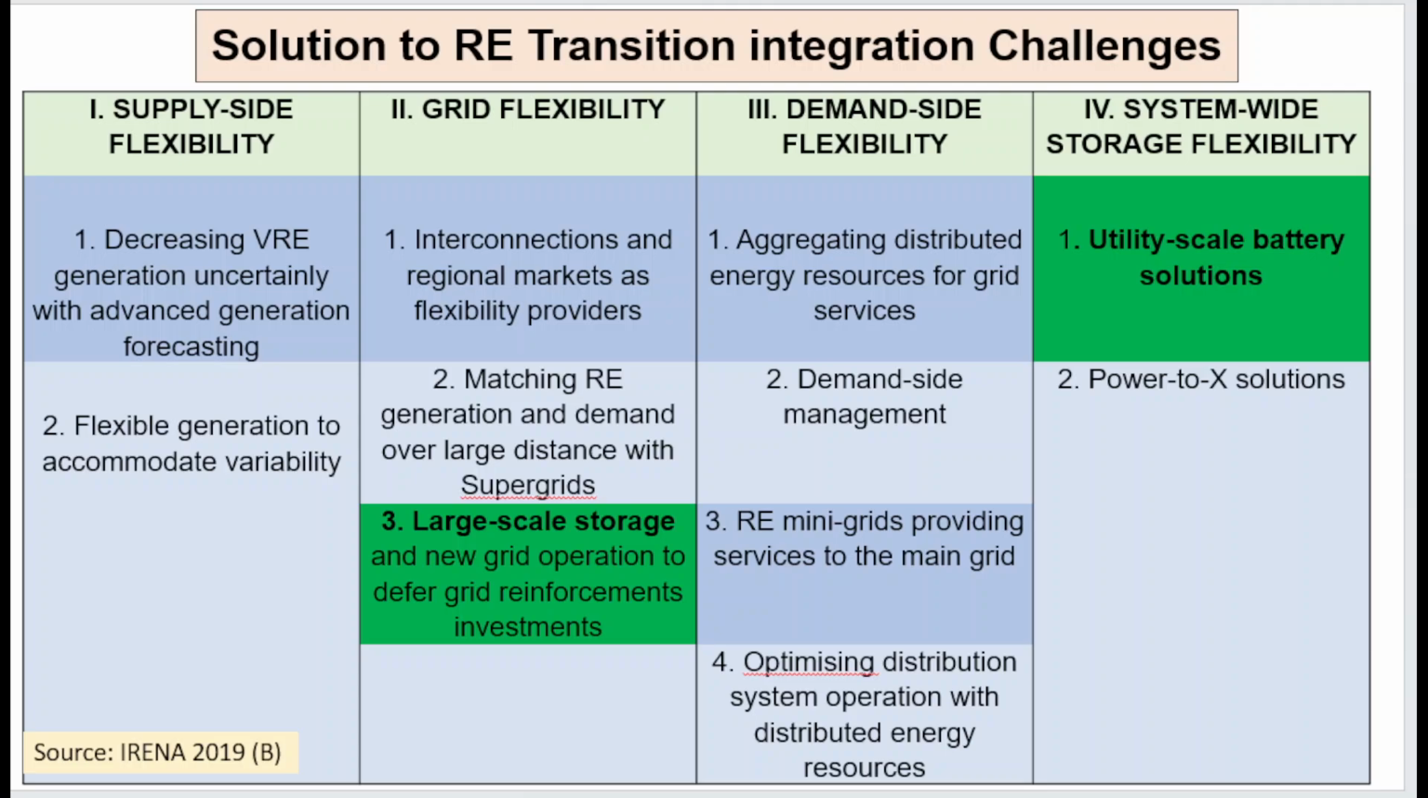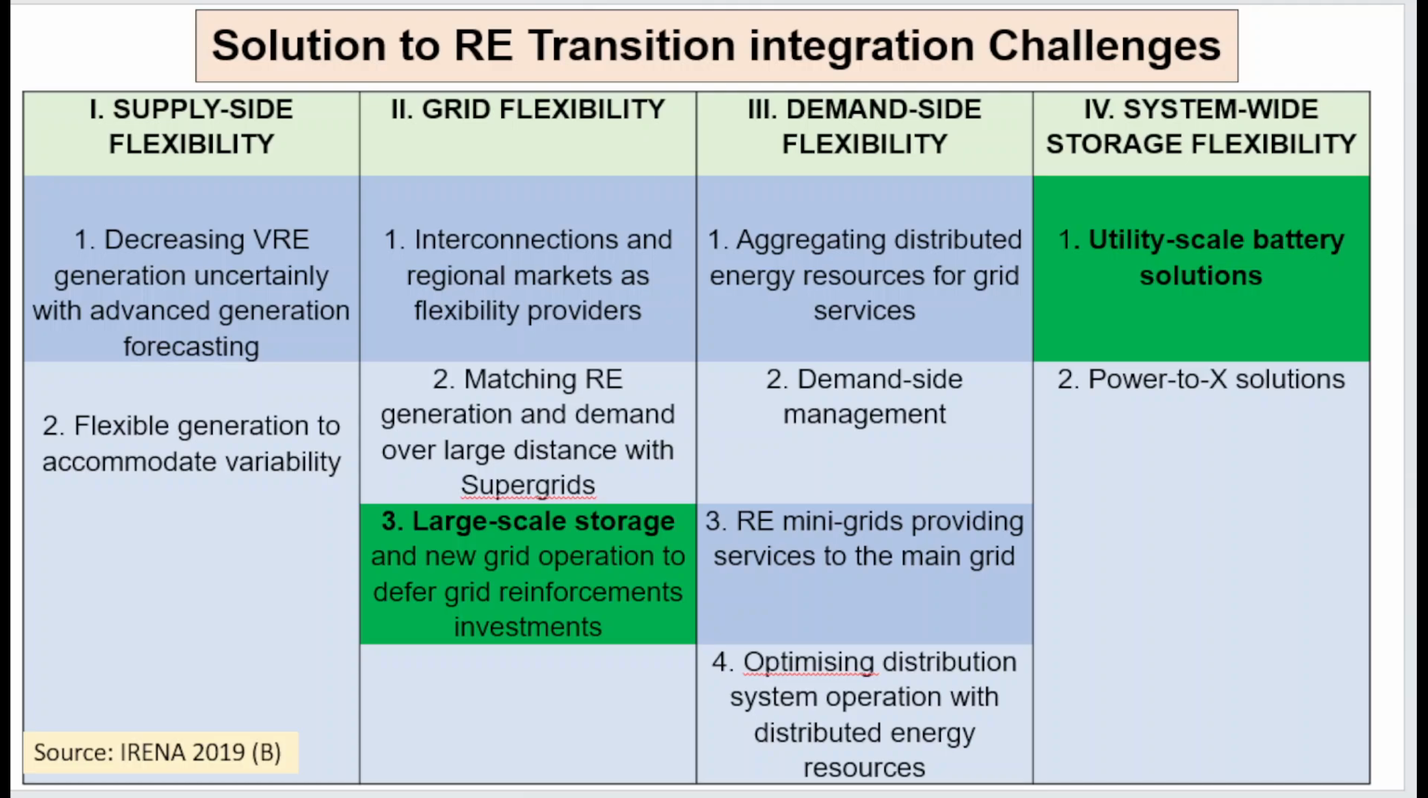Then we can have RE mini grids for providing services to the main grid. So small mini grids can be there with renewable energy like solar and wind. Next, we can have optimizing distribution system operations with distributed energy resources. So basically, what it contains is that we can optimize the distribution system through our distributed energy sources like small solar, small wind. So we can optimize the distribution system with that. Then, if you need an example, I can explain that with examples. So just let me know if you need any topic in detail.